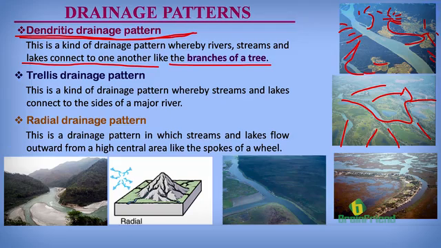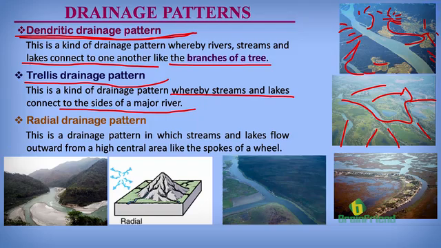So we move over to the second type of drainage pattern. This is the trellis drainage pattern. The trellis drainage pattern is a kind of drainage pattern whereby streams and lakes and other smaller water bodies connect to the sides of a larger river or a big river. So we have smaller water bodies like streams connecting to the sides of a large river.